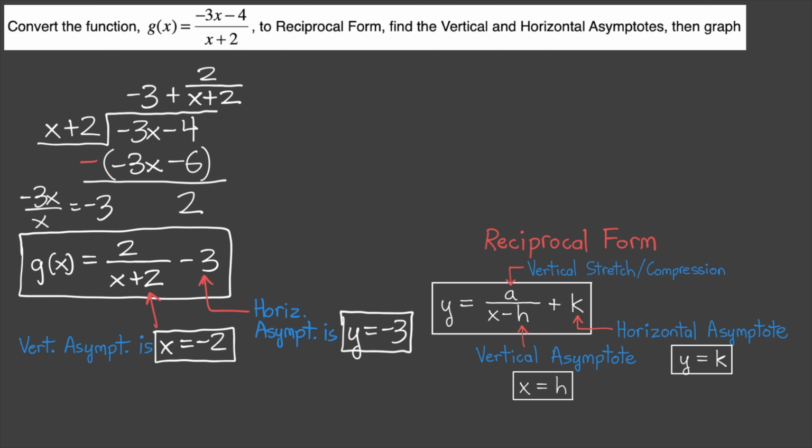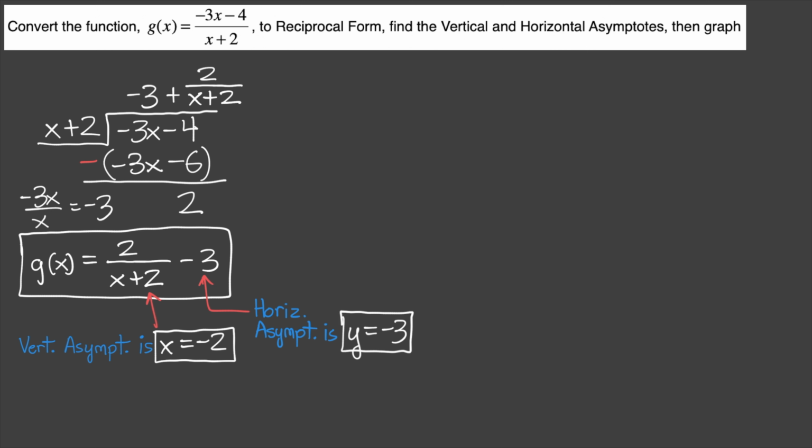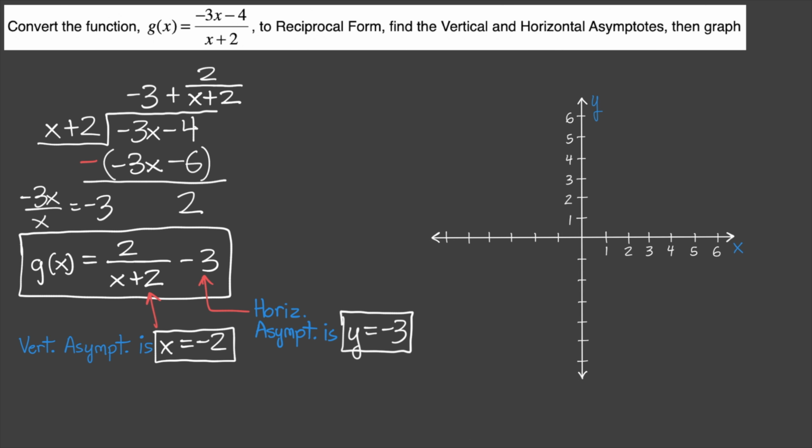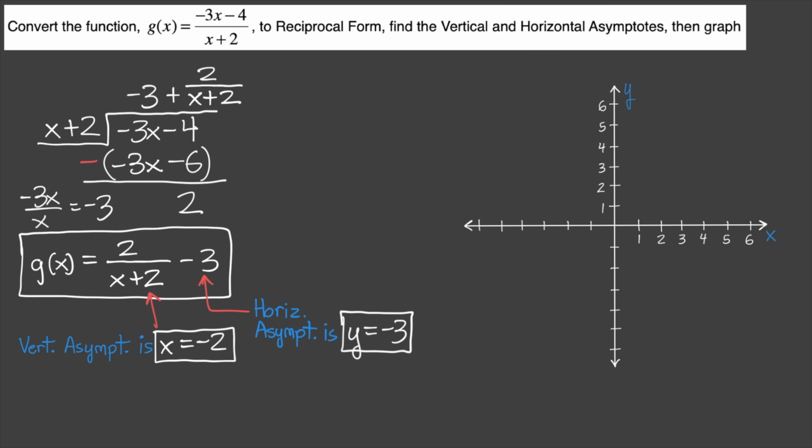So now we have our horizontal asymptote and our vertical asymptote. Next, they want us to graph. So I'm going to go ahead and erase this so we have some room for graphing. So I'll bring up our graph here. And we have our vertical asymptote and horizontal asymptote. So let's go ahead and graph these first and see what our graph looks like.